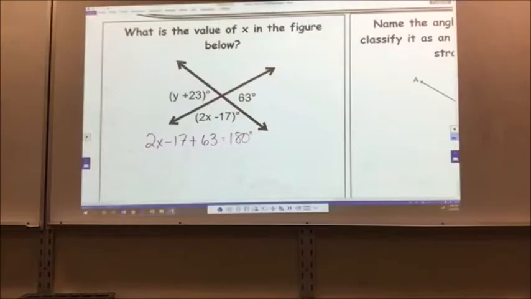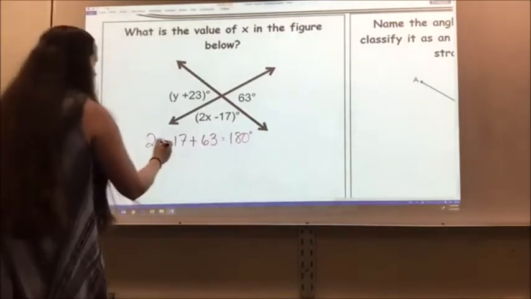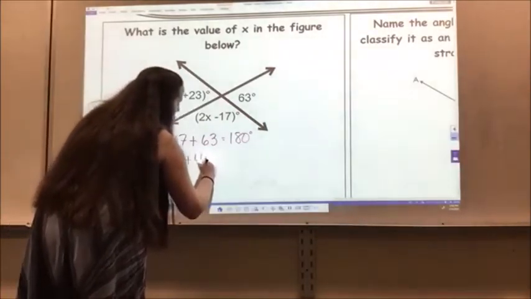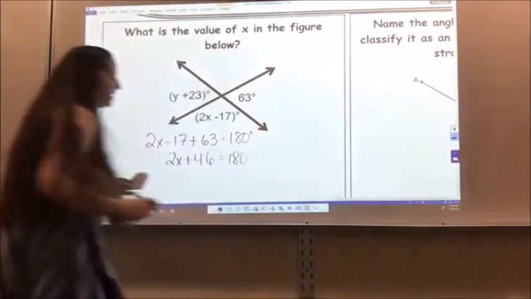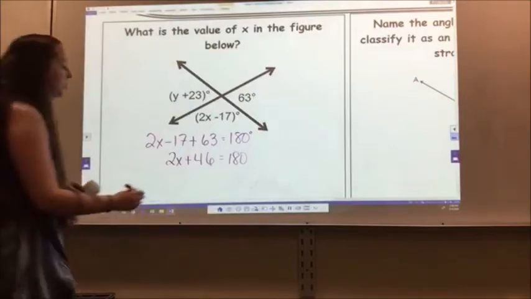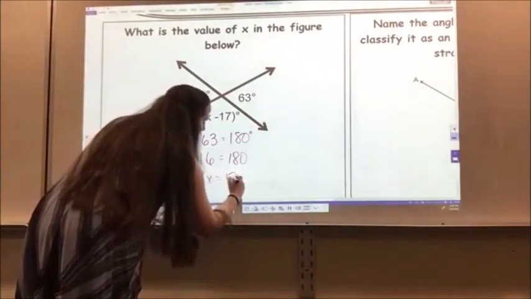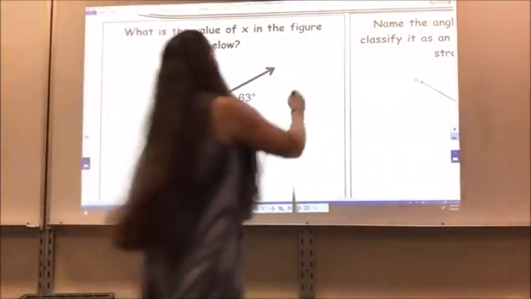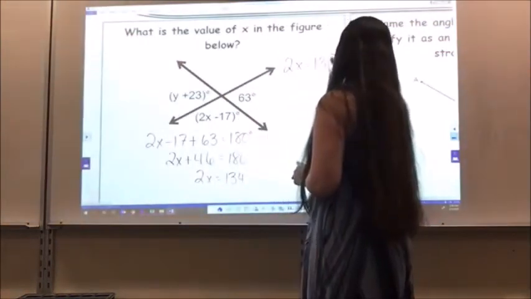Well, this is very similar to what we did last chapter, okay? So in the previous chapter, we talked about two-step equations, so I can combine my like terms, negative 17 and 63, which gives me 46. So then I have 2x plus 46 equals 180. Okay, then I'm going to subtract 46 from both sides. So 180 minus 46 equals 134. So I have 2x equals 134. Okay, and then I'm going to divide both sides by 2.